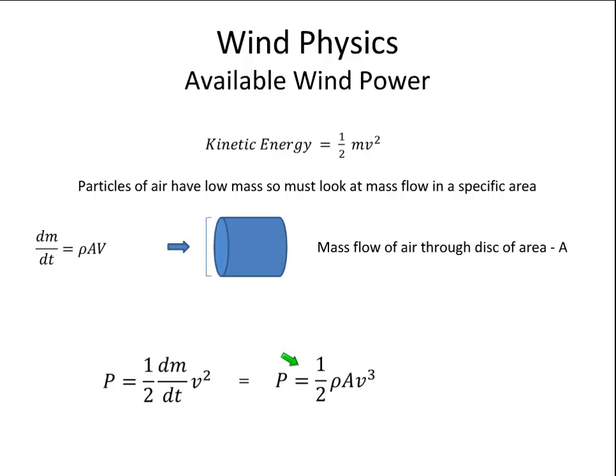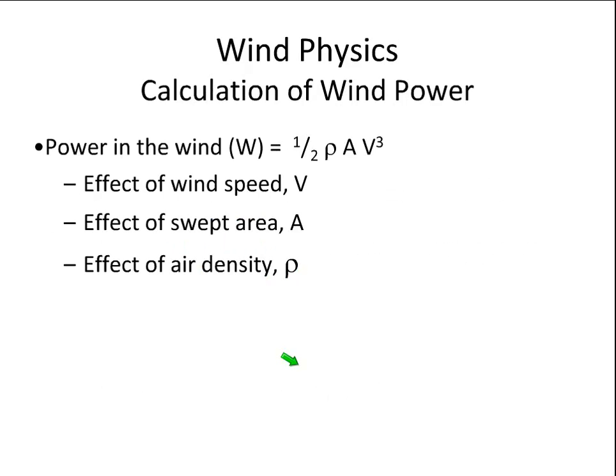And this is a really important equation. Knowing how to use it may not be real important for you, but knowing the pieces of it and why each piece is important can really help explain how wind turbines work. So here I've defined these: V in this case is the wind speed, or the velocity. The A is the swept area, and the rho is the air density.